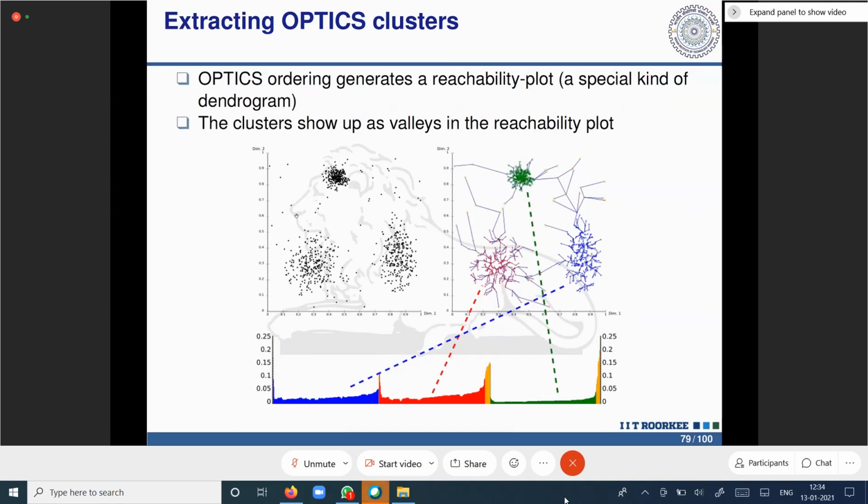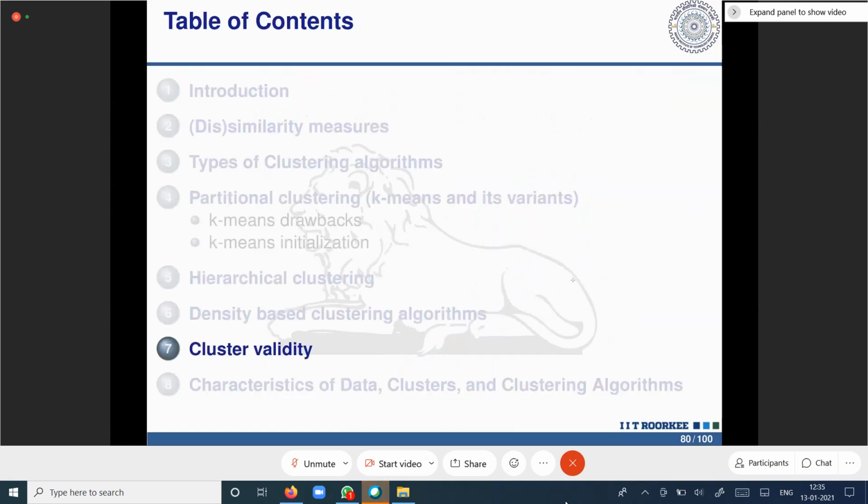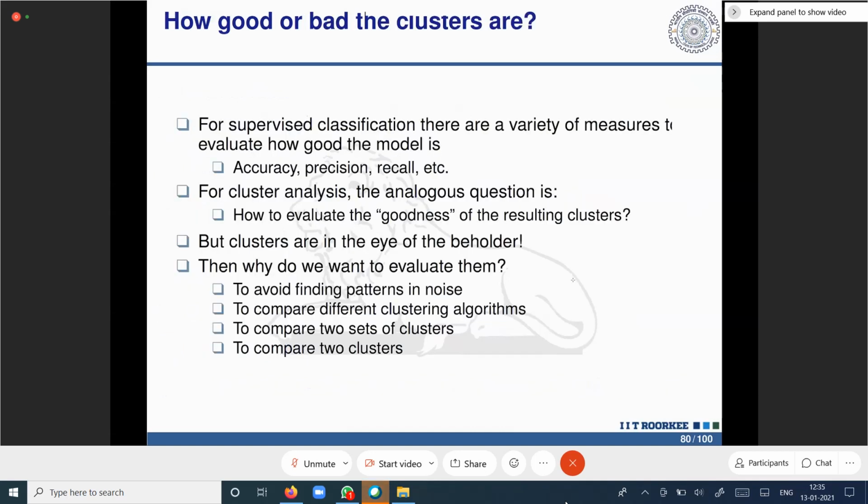For example, in this data set, which has 3 clusters, the output of the OPTICS algorithm is what we call a reachability plot. It's a special kind of dendrogram. Here the clusters show up as valleys. This blue one represents these points, the red one represents these points, and the green one represents these points. So these valleys represent clusters, and the peaks represent the connecting points or noise points in between. So blue, red, and green show these three clusters.